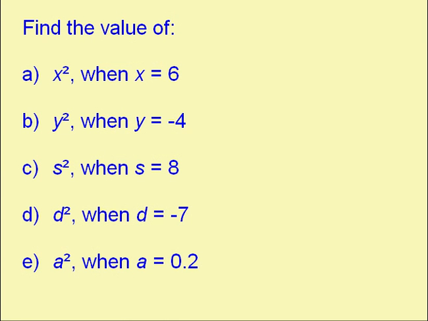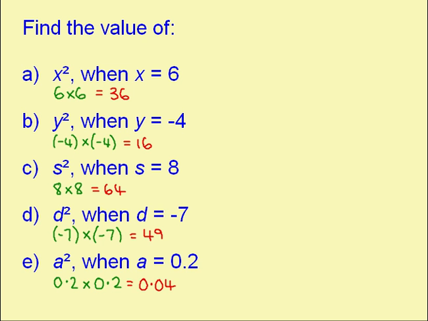Here are some for you to try. Press pause and have a go. When you're ready for the answers, press play. Here are the answers. I hope you realised that on this last one, you need to say 2 times 2 is 4, and we've got two numbers after the point, so the answer is 0.04.